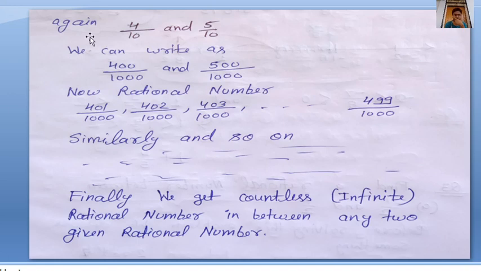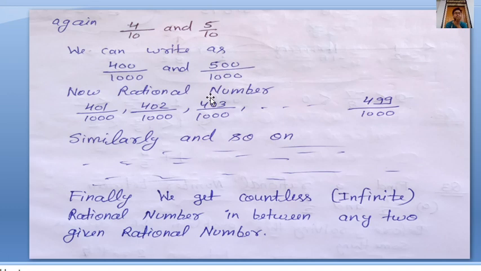See, if 4 upon 10, I multiply it by 100, and here also by 100, what will you get? 400 upon 1000 and 500 upon 1000. Now you see rational numbers, how many numbers are between them. So you can say 401 are coming, 402, 403, and similarly up to 499. These numbers are coming in between 400 upon 1000 and 500 upon 1000.